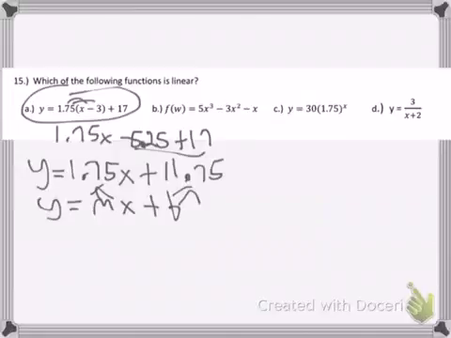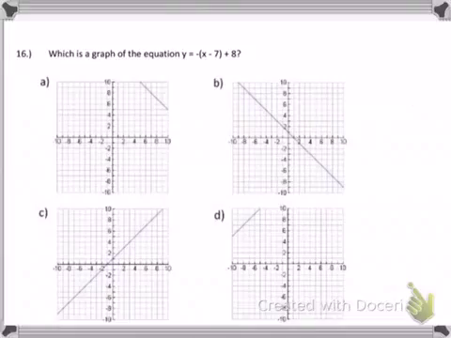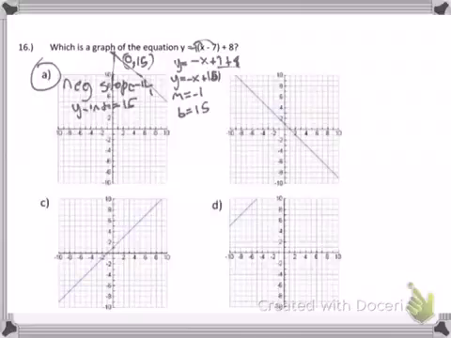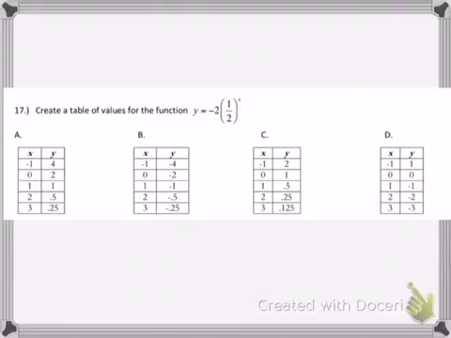A is linear if you distribute the 1.75 and combine like terms. It makes y equals mx plus b, which is a linear equation. Which is the graph of the equation y equals negative parentheses x minus 7 close parentheses plus 8? Right here I distribute my -1, then I combine my like terms. I get negative x plus 15, so my 15 is going to be way up here. It's got a -1/1 slope. So A is my graph of my line.